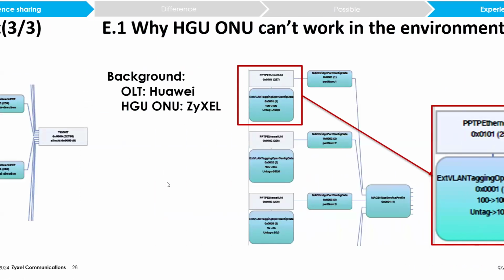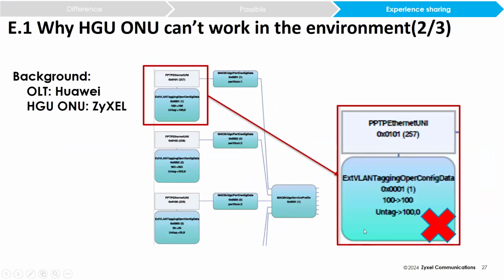Also you can see the information is bigger here. We can see that the 100 to 100 means that traffic entering the UNI port has to be tag 100. And if you see the untag 200 and 0 here, it means that traffic entering the UNI port of the ONT is able to be untagged. And then the ONT devices will translate the traffic into VLAN tag 100 and forward it to the uplink devices.